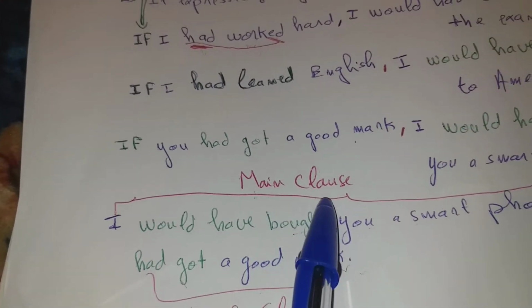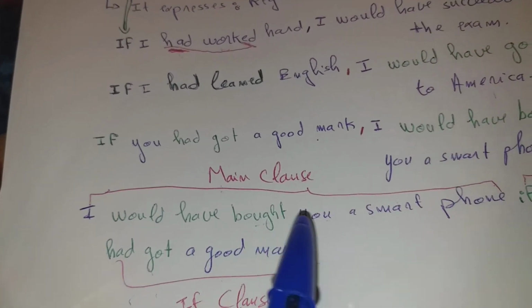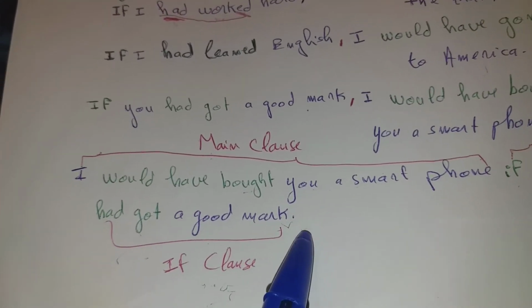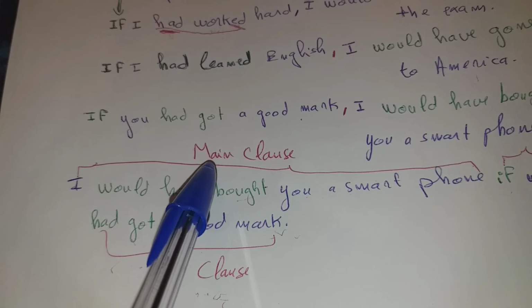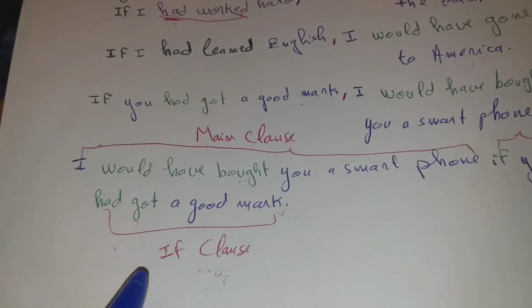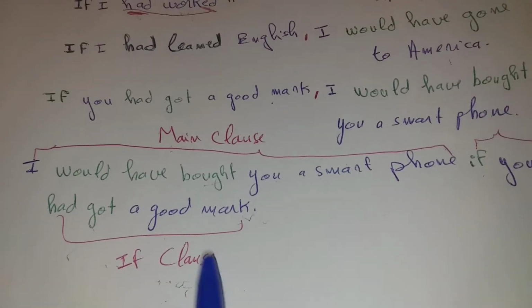We start with the main clause. I would have bought you a smartphone if you had got a good mark. So the first thing we start with is the main clause, the second thing we finish with is if clause.